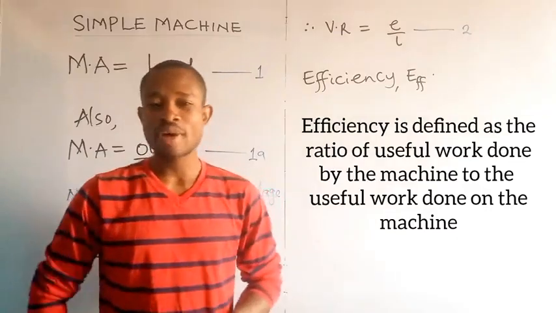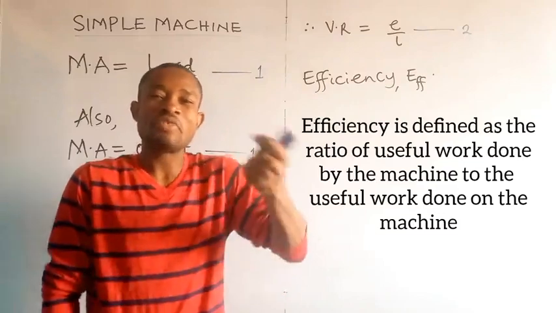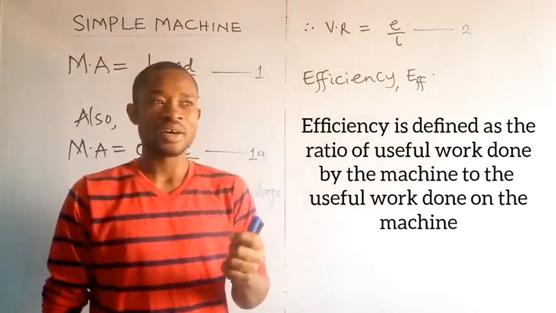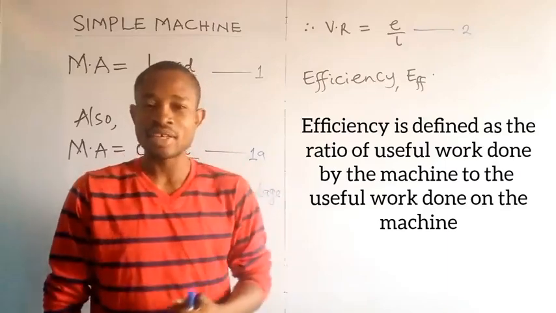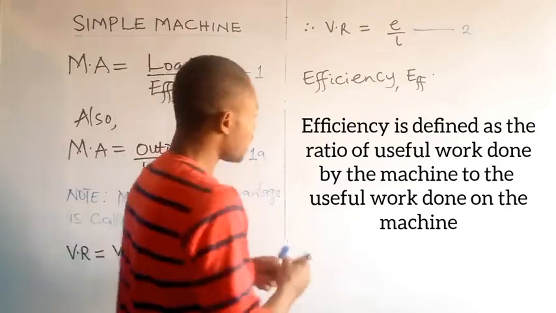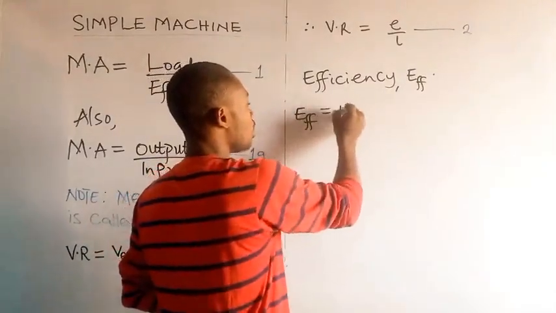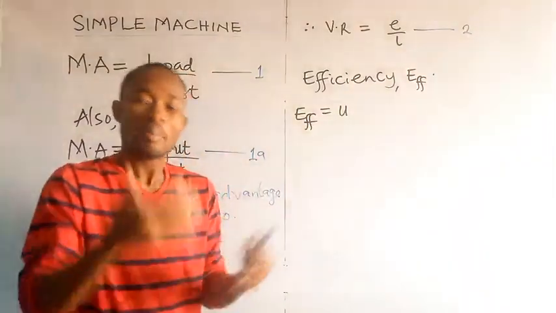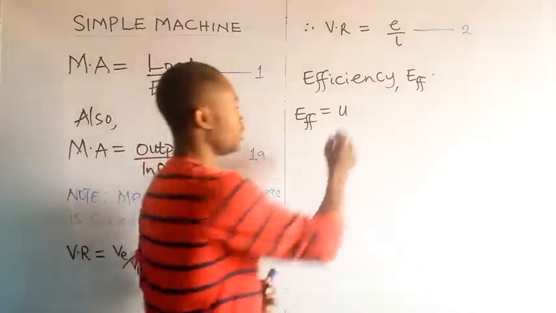In fact, when you talk about efficiency of anything generally, you are trying to kind of quantify the potential, okay, how well that thing can perform. Now from that definition, we can actually write the formula of efficiency to be equal to useful work done by the machine divided by useful work done on the machine.